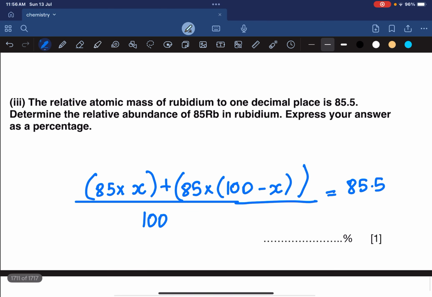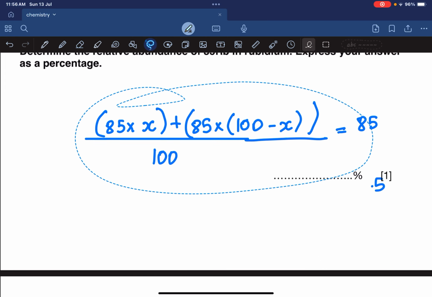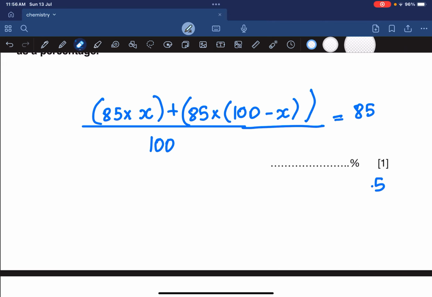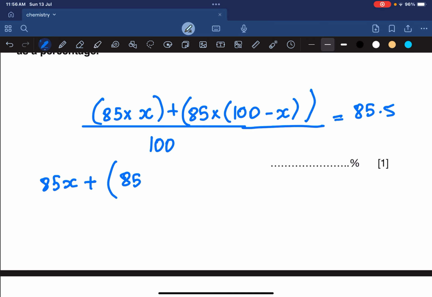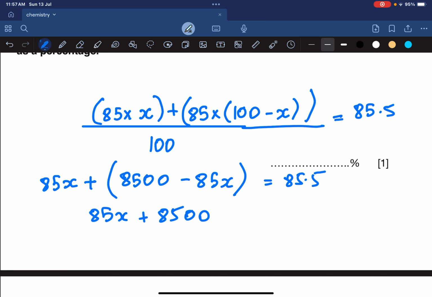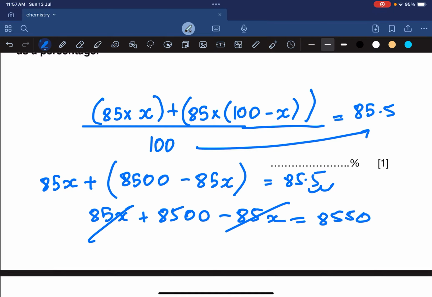Okay, so we put a 0.5 over here. That's going to make 85x plus, that's going to give me 8500 minus 85x equals 85.5. 85x plus 8500. I don't know if this method is going to give me, because this gets multiplied. They're going to move it 2 decimals. This gives me this thing, I guess. This thing and this thing cut out, and now it's just 8500 equals to, how do I get the value of x over here?